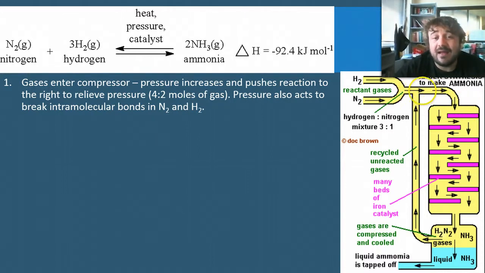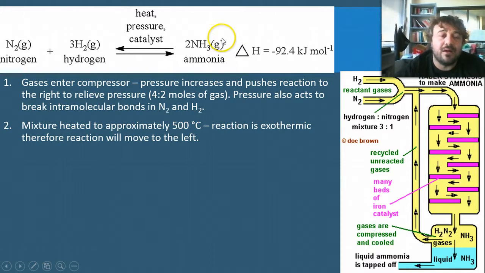It does that. And also it increases the pressure, and therefore the reaction will try to relieve the pressure, as Le Chatelier's principle means it will try to relieve the pressure and move towards the side with less gas. This will maximize our yield of ammonia.